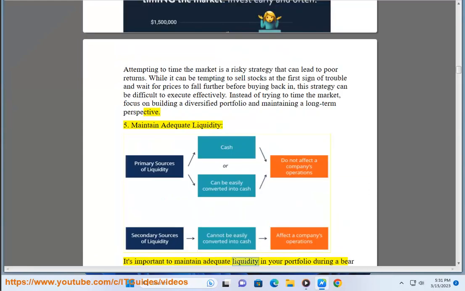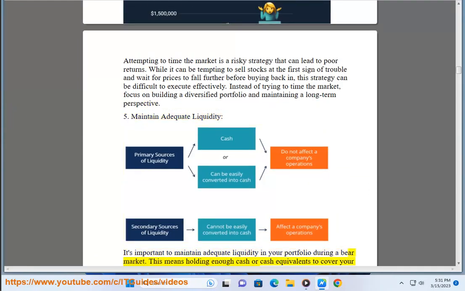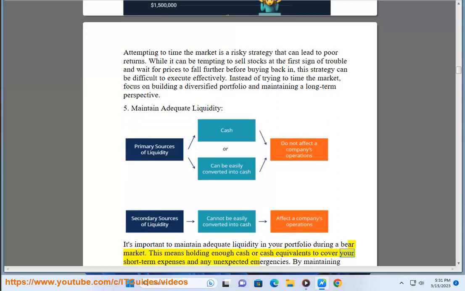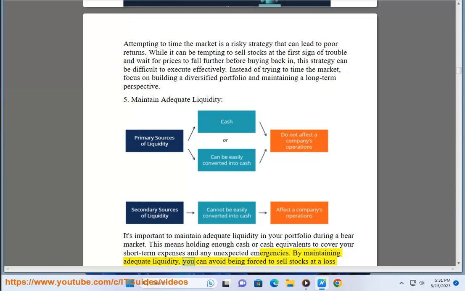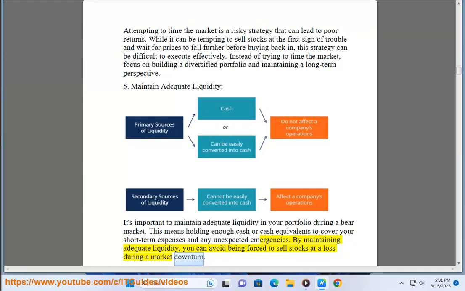It's important to maintain adequate liquidity in your portfolio during a bear market. This means holding enough cash or cash equivalents to cover your short-term expenses and any unexpected emergencies. By maintaining adequate liquidity, you can avoid being forced to sell stocks at a loss during a market downturn.